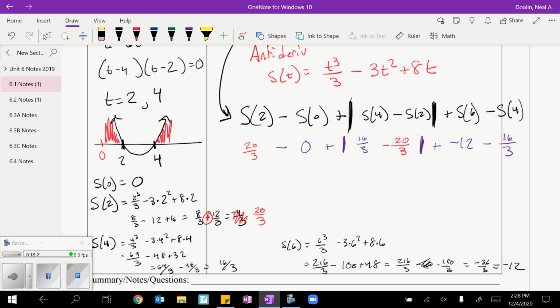Let's see. 20 thirds plus, let's see, this would be negative 4 thirds inside the absolute value. So that'll get eaten up, make it positive. Minus 12 minus 16 thirds. So then this will become actually positive. So it's 24 thirds minus 16 of them, which would give us 8 of them. I'm getting rid of that equal sign because I didn't carry the negative 12. And 12 is really 36 thirds.